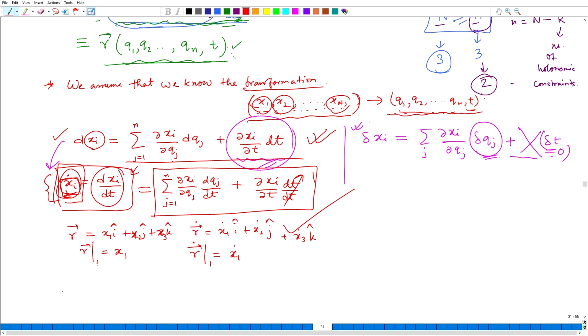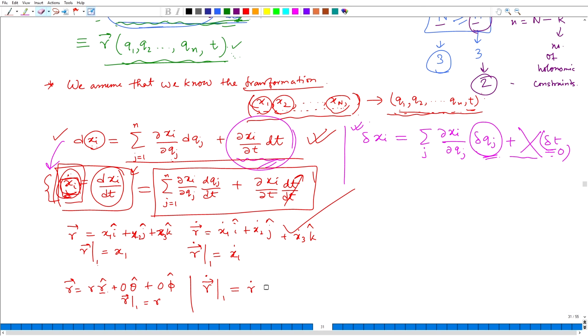Whereas, in case of the plane polar coordinate system, for example, you have r vector equal to r r cap plus 0 theta cap plus 0 phi cap, of course, this is the definition. Then the first component of the r vector is r. So, the first component of r dot will be simply equal to r dot. You can easily check that this is true.